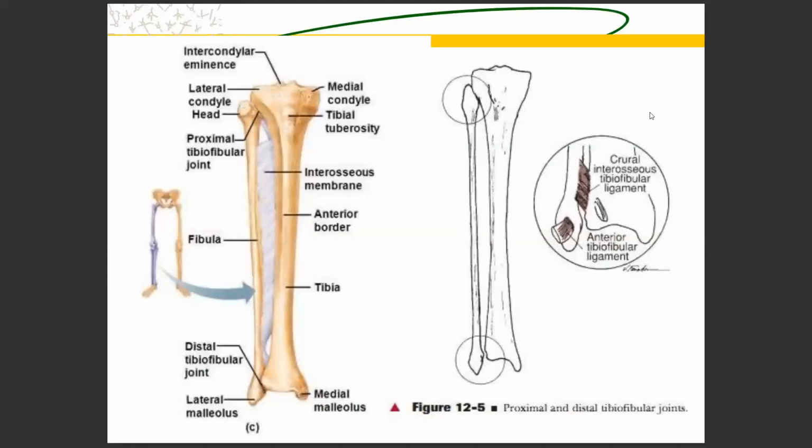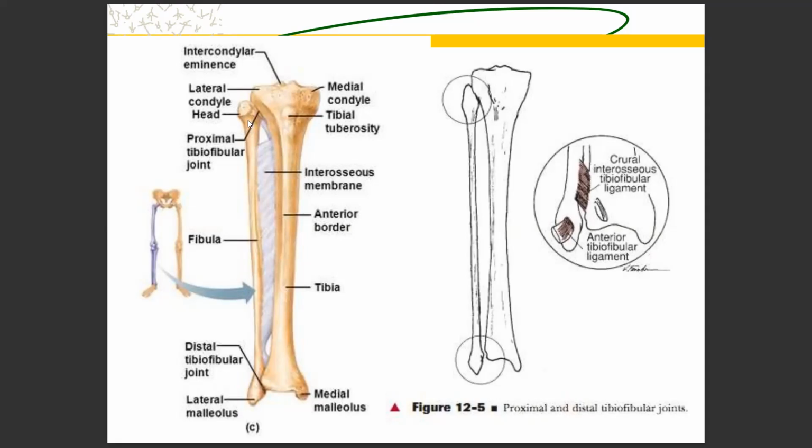So this is the proximal tibiofibular joint, while this is the distal tibiofibular joint. You can see here that there is no direct contact between the two surfaces. This is the interosseous membrane, the membrane present between the medial surface of the fibula and the lateral surface of the tibia. This is the head of the fibula.